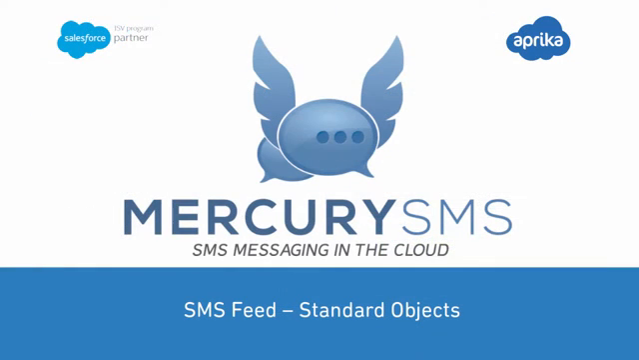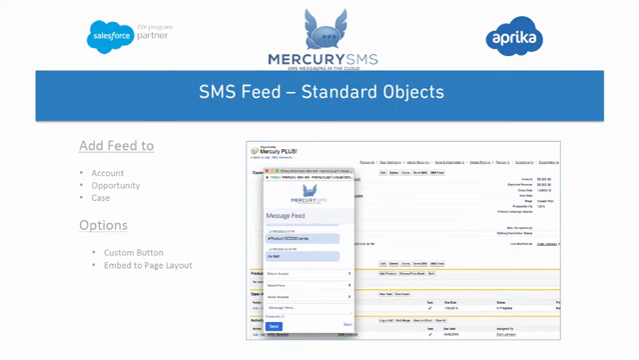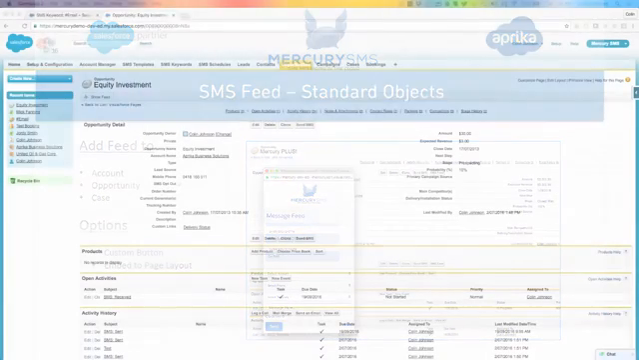The SMS feed that lets you have a real-time chat with leads or contacts that was launched as part of version 1.9 was such a huge success with clients, we've made it available in a range of other objects within Salesforce. Out of the box, you can now add the SMS feed to the account, opportunity and case object. So let's take a look.